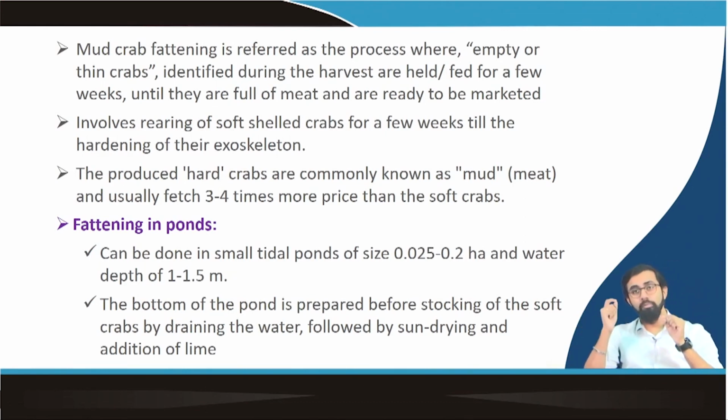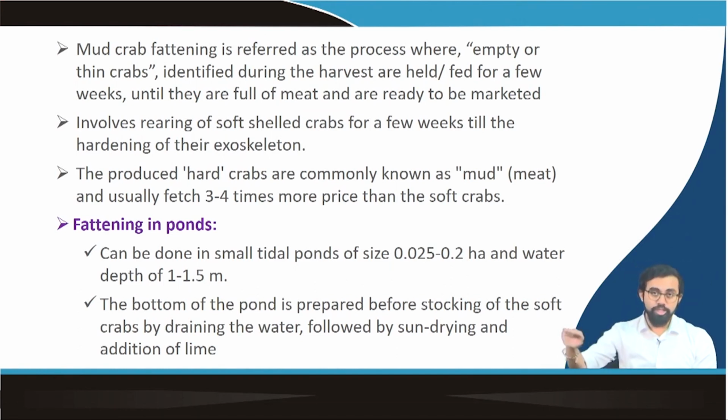So in the case of mud crab, at the final stage when it reaches the hard crab stage, it becomes costlier, and you just need to wait a couple of weeks and keep it in that stage. From the word fattening itself you can understand why it is called that. Fattening is normally done in small tidal ponds of around 0.25 to 0.2 hectare and a water depth of around 1 to 1.5 meters.